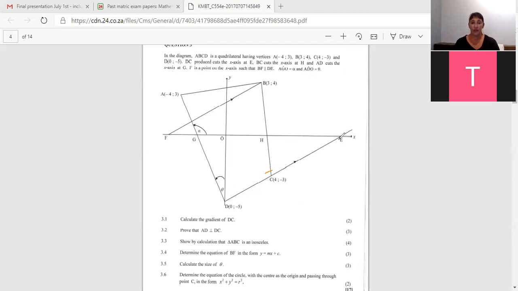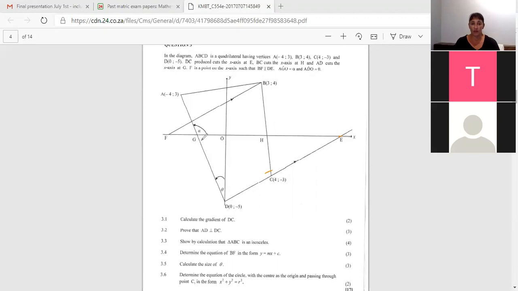DC produced cuts the x-axis at E. They did not need to tell you that. You can see that this line cuts the x-axis, so it's the x-intercept. BC cuts the x-axis at H, and AD cuts the x-axis at G. F is a point on the x-axis such that BF is parallel to DE. Parallel tells you same gradient, right?